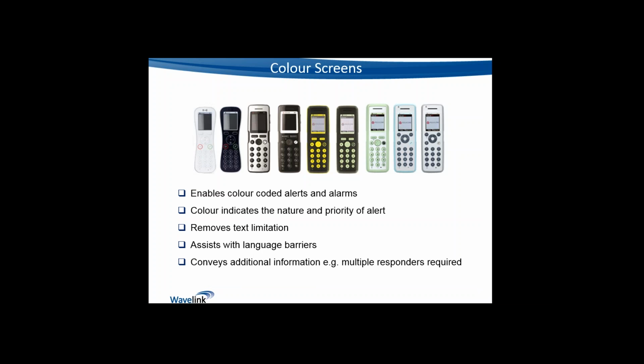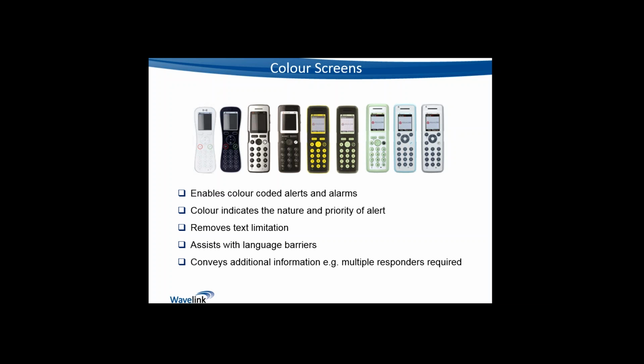Colour screen's important because we can colour code our alerts and alarms, which means at a glance we can quickly evaluate and assess how urgent is this alarm, what's the criticality level. So that's really important. It removes a text limitation because obviously, as they say, a picture tells 1,000 words, so we can flash up an icon with a colour. We can also have a description of text underneath that, but we may not need to really look at that too closely because straight away looking at the icon, we know exactly what we need to do.